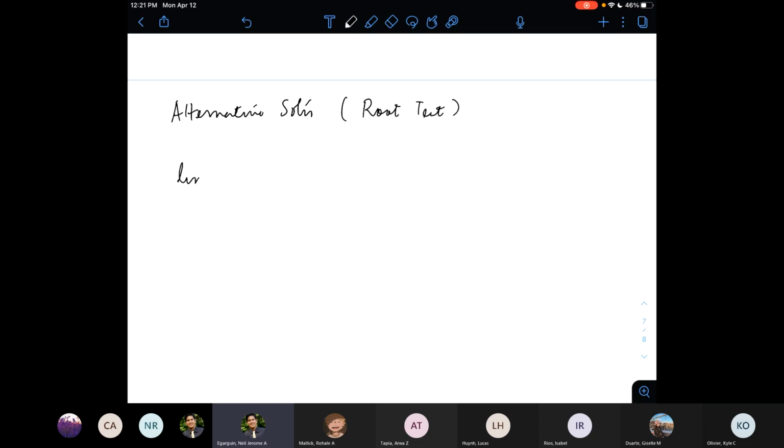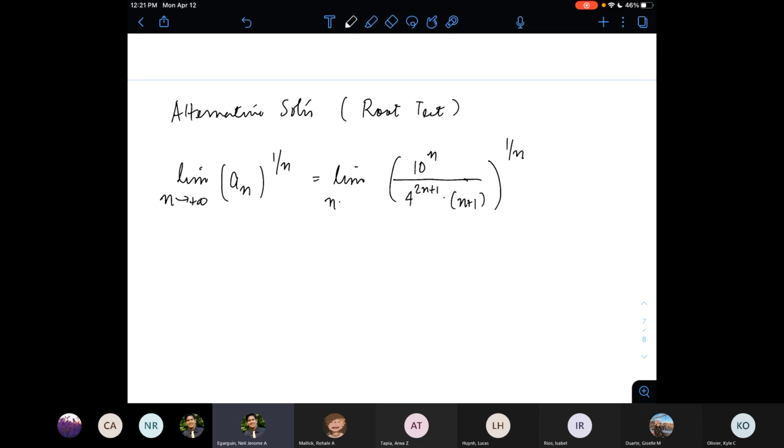Remember, for the root test, we're taking the limit of a sub n raised to 1 over n as n approaches infinity. So I'll copy a sub n. A sub n is just 10 to the power n over 4 to the 2n plus 1 times n plus 1, all raised to 1 over n as n approaches infinity.